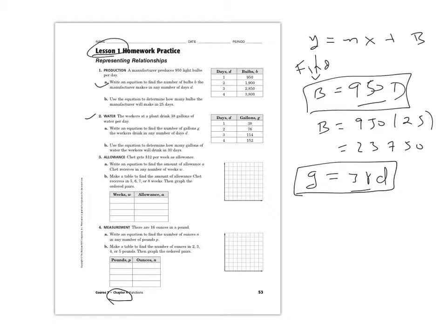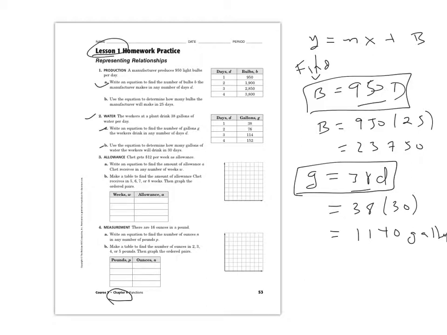Okay. The next thing it asks us to do is to use the equation to determine how many gallons of water the workers will drink in 30 days. So we take the 38 and multiply it by the number of days that the workers were drinking water. So it's going to be 38 times 30, which is 1,140 gallons. And that answers B.